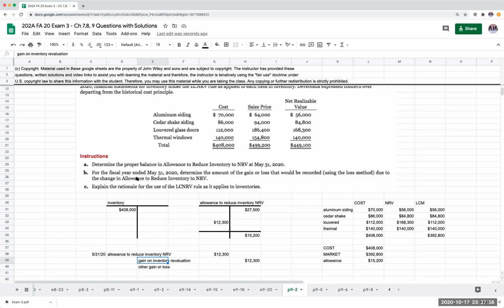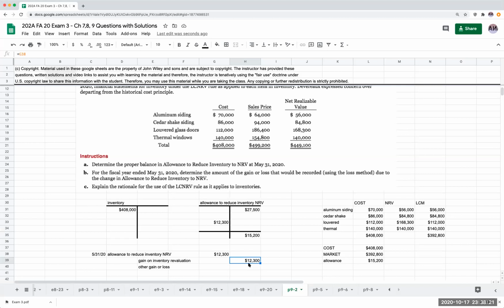So for the fiscal year, to determine the gain or loss that would be recorded, the amount of the gain to be recorded is 12,300. And it's because I had a balance in here already of 27.5. It should be 15.2. So the adjustment is that I have a gain over here.